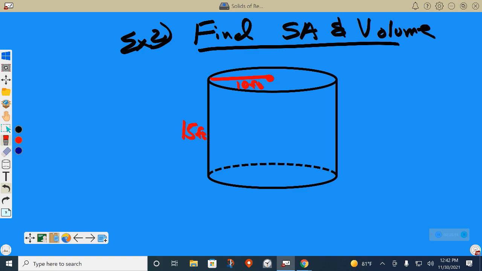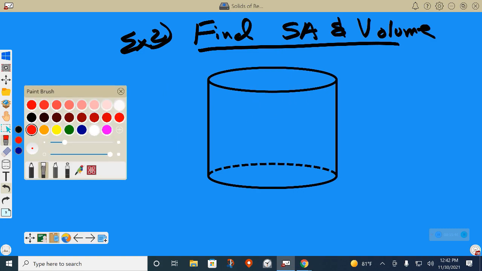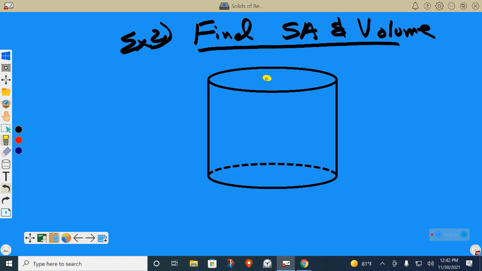10 feet, 15 feet. In other words, the radius of that top face is 10 feet. Let me make it better. Put it in yellow. This is 10 feet. This is 15 feet, the height. Copy that down. I've got the net of the cylinder in my head.